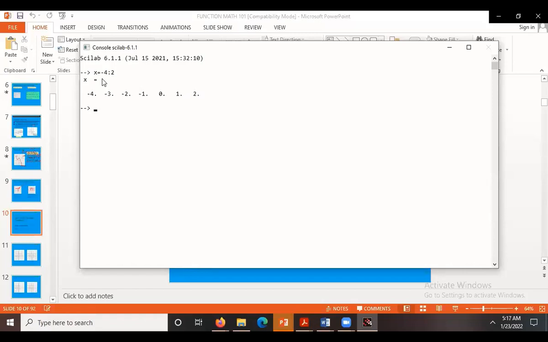So let's make y equal to, we were told 2x squared, so 2 times, multiplication is star, so 2 times x raised to the power 2 minus 2. That is the function we had. So once we type this and then enter, we have the values computed for us.